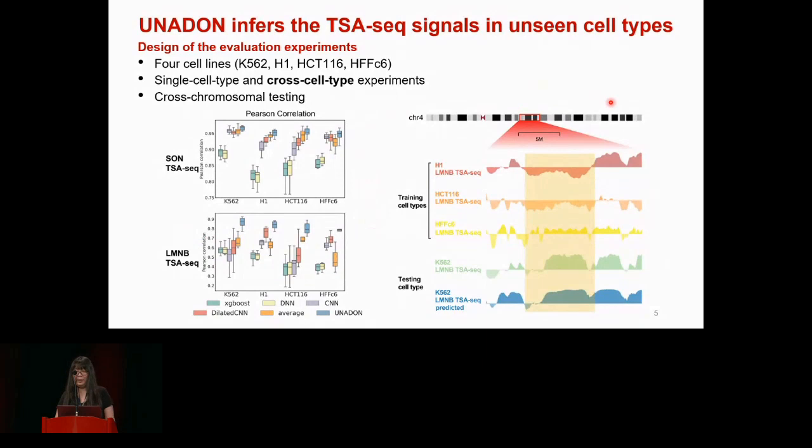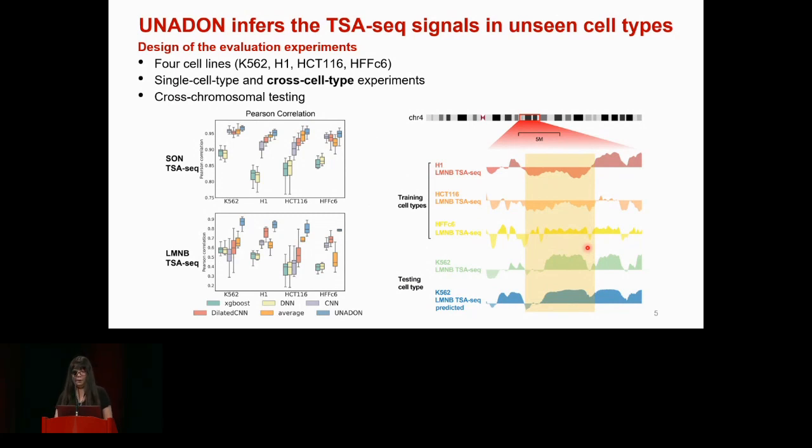On the right, we show an example of the cross-cell type prediction of the K562 lamin B TSA-seq. The first 3 tracks are the training cell types, and the bottom 2 tracks are the predicted and the actual signals. We highlighted this region with a unique pattern that is specific to K562. As you can see here, UNADON accurately predicts this distinct pattern, which indicates that UNADON is really learning some fundamental connections between the input genomic features and the spatial positioning, rather than just memorizing the training data.